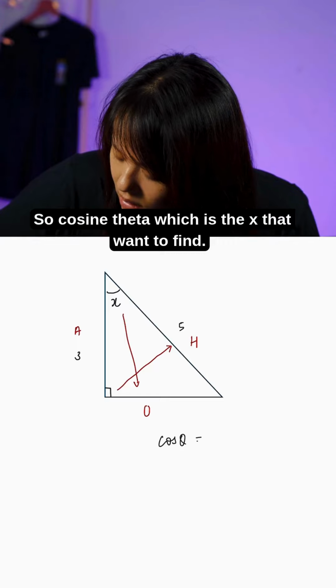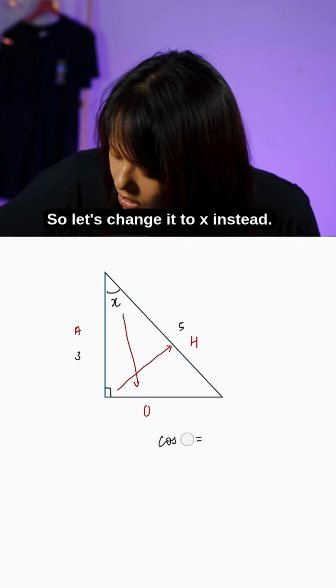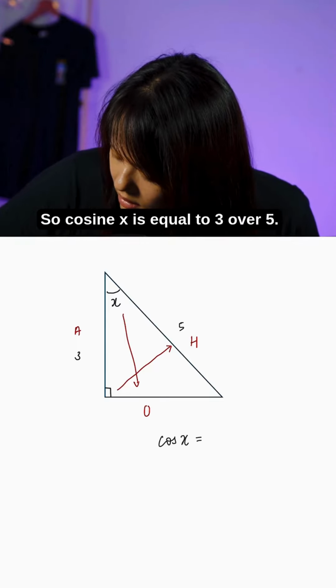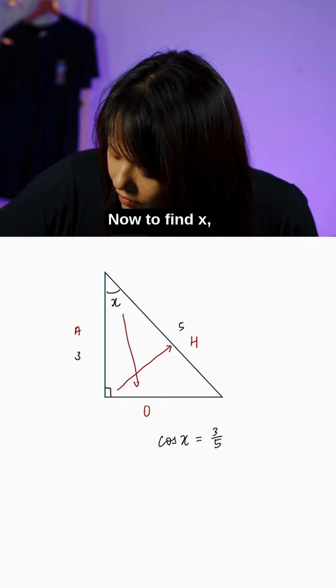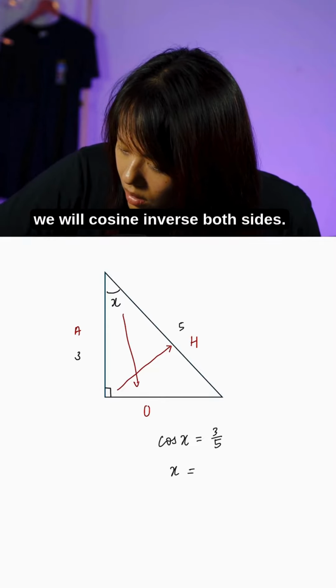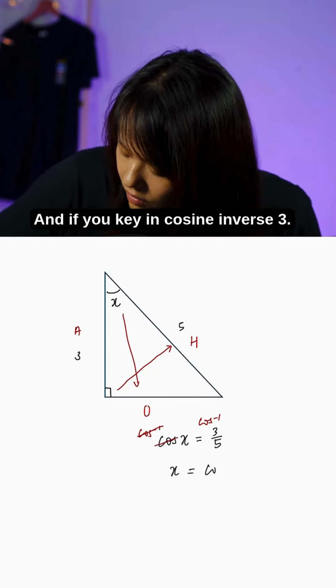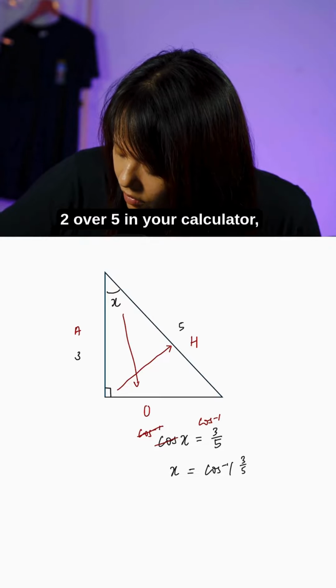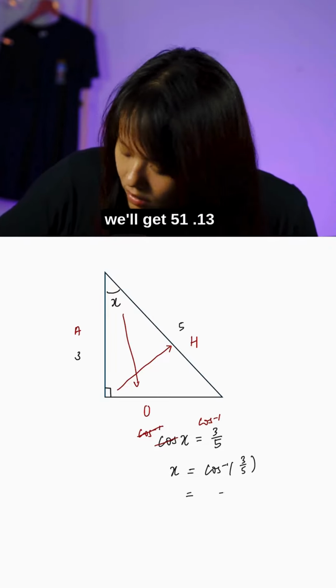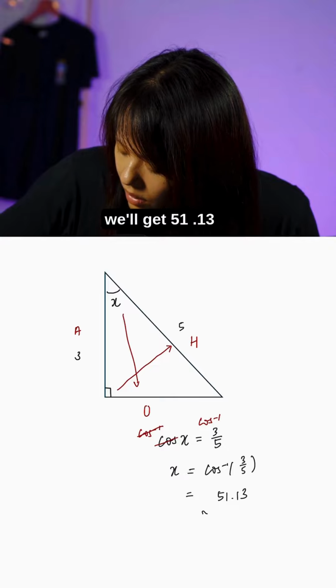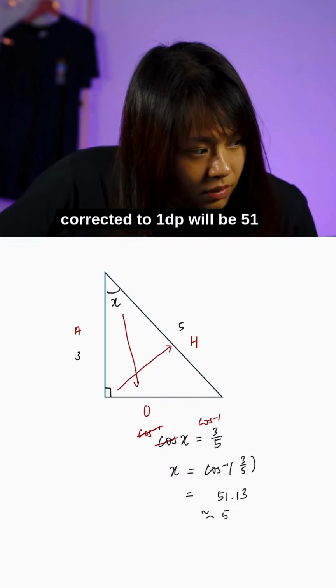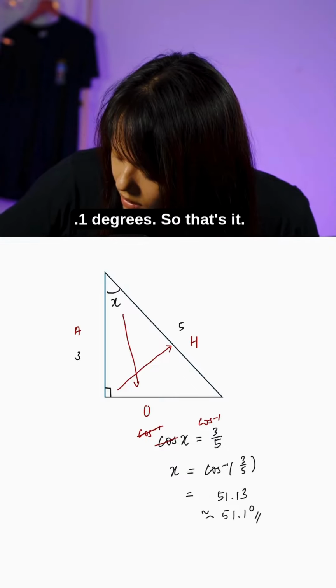So cosine theta, which is the x that I want to find. Let's change it to x instead. So cosine x is equal to 3 over 5. Now to find x, we will cosine inverse both sides. You can see that cosine inverse and cosine will cancel off, which gives us x. And if you key in cosine inverse 3 over 5 in your calculator, you will get 51.13, corrected to 1 dp will be 51.1 degrees. So that's it.